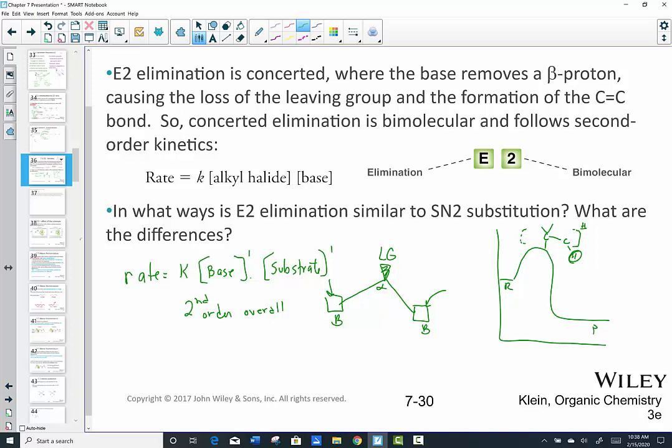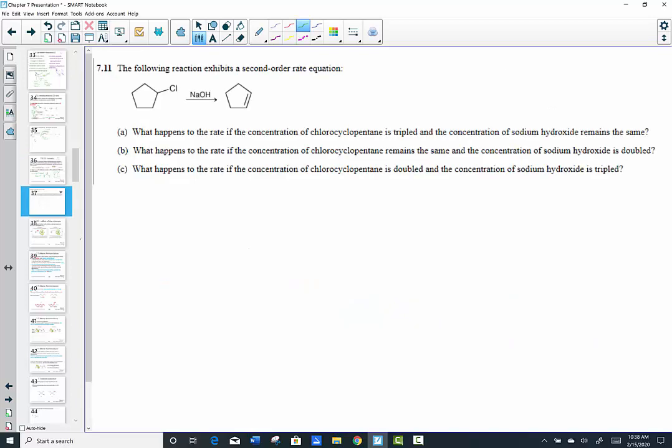There are no intermediates since it's a concerted mechanism. First order with respect to the base, as well as the alkyl halide, second order overall. And we answered a question very similar to this for SN2 mechanisms. Here's the next homework question that has you consider the same thing for an E2.